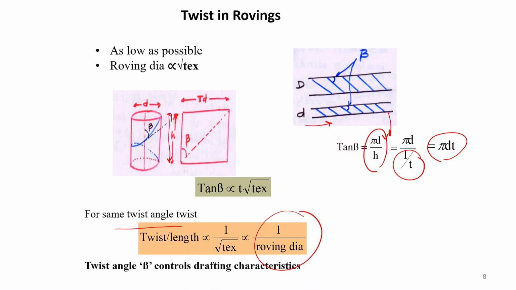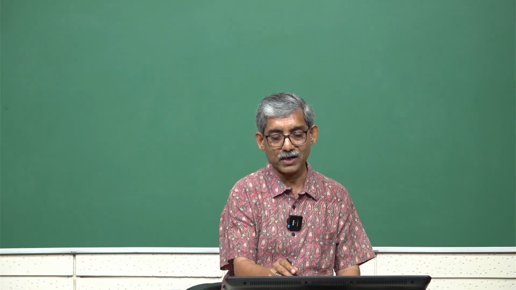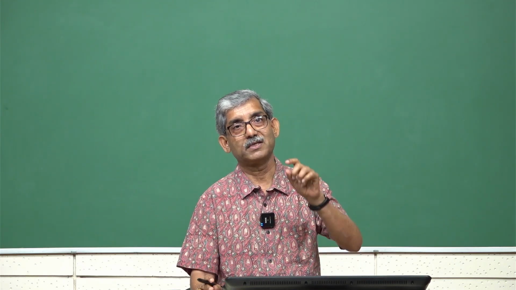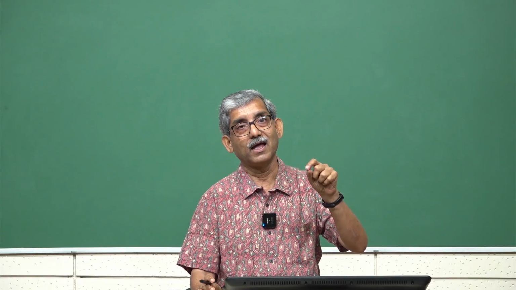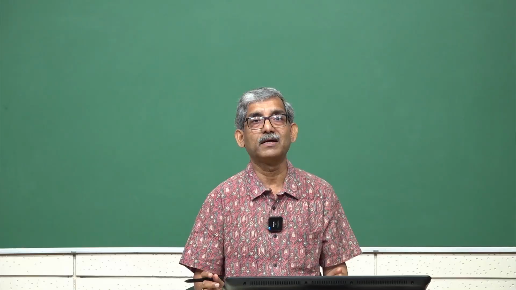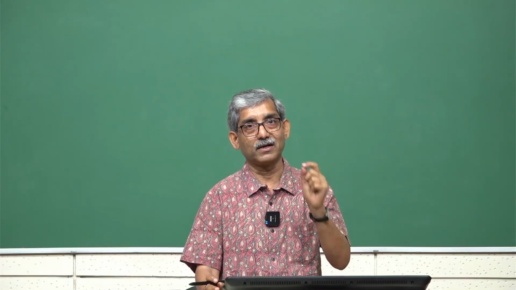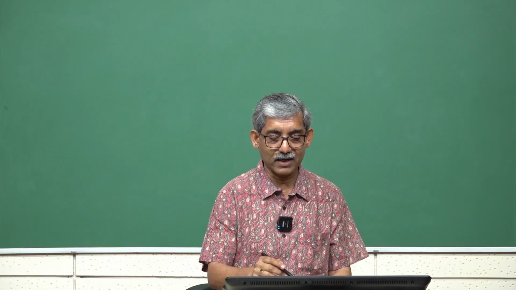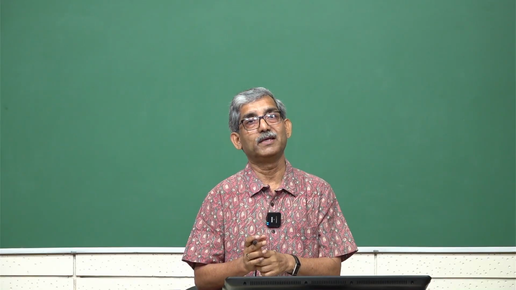So, tan twist angle beta controls the draft characteristics. That means if we are producing a coarser variety, we have to keep the twist angle the same. So, we have to keep the twist per unit length less, because this beta actually controls the drafting characteristics. If we increase the twist angle beta, there will be a drafting problem.